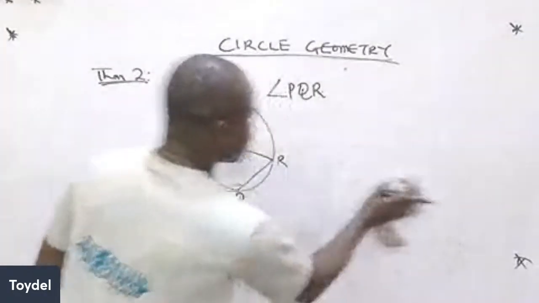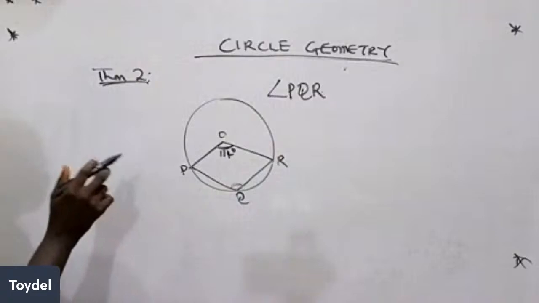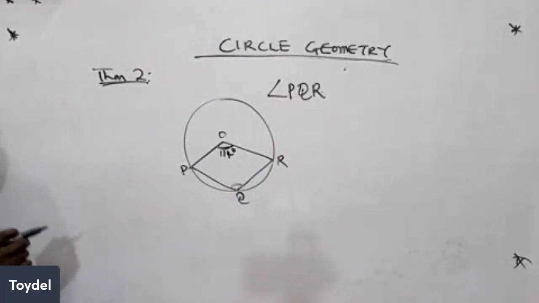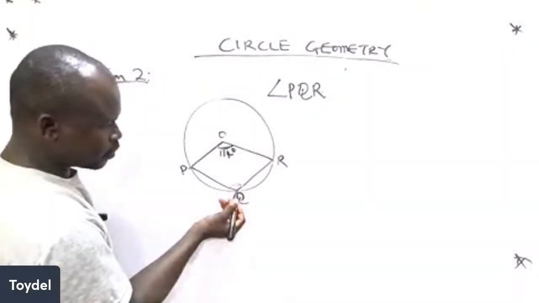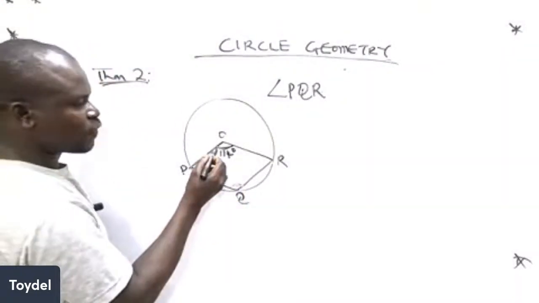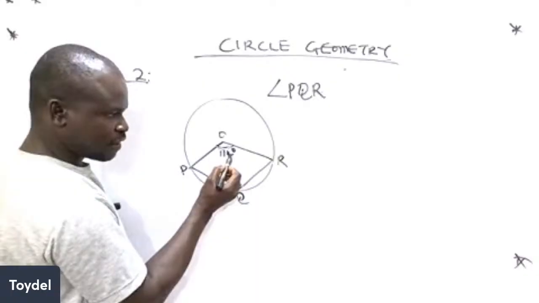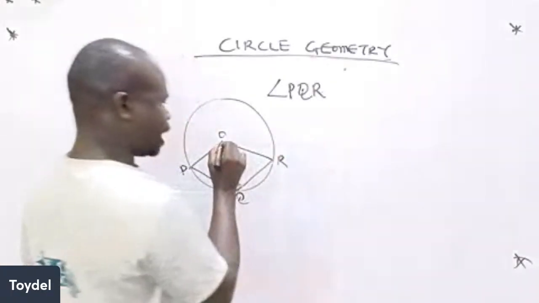If you have this type of question, we are going to apply theorem 2, which says that the angle at the center is twice the one at the circumference. Look at what we have here. We are looking for this angle. How do I get this angle? Of course, this angle is 114.